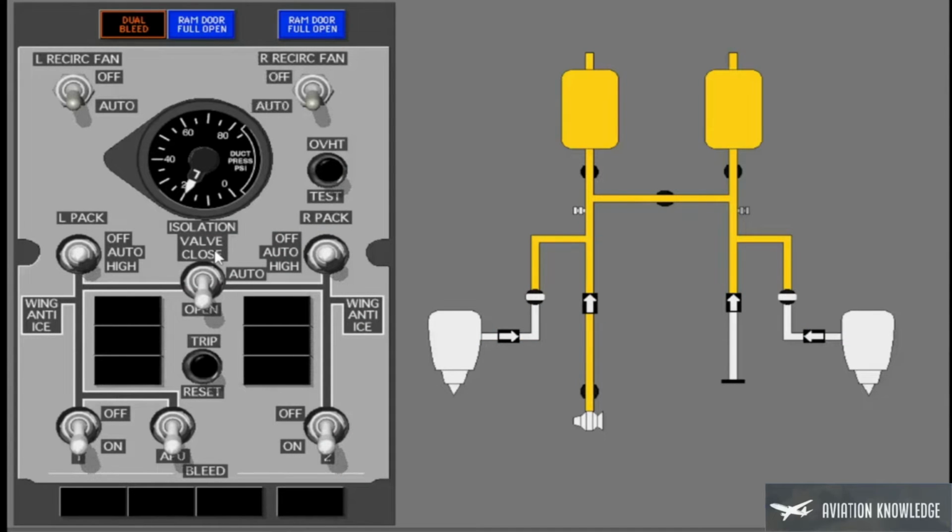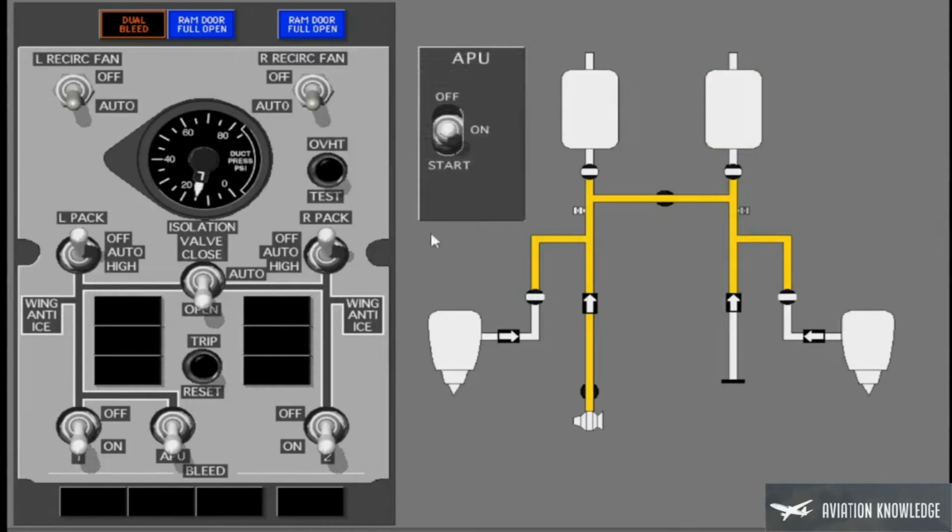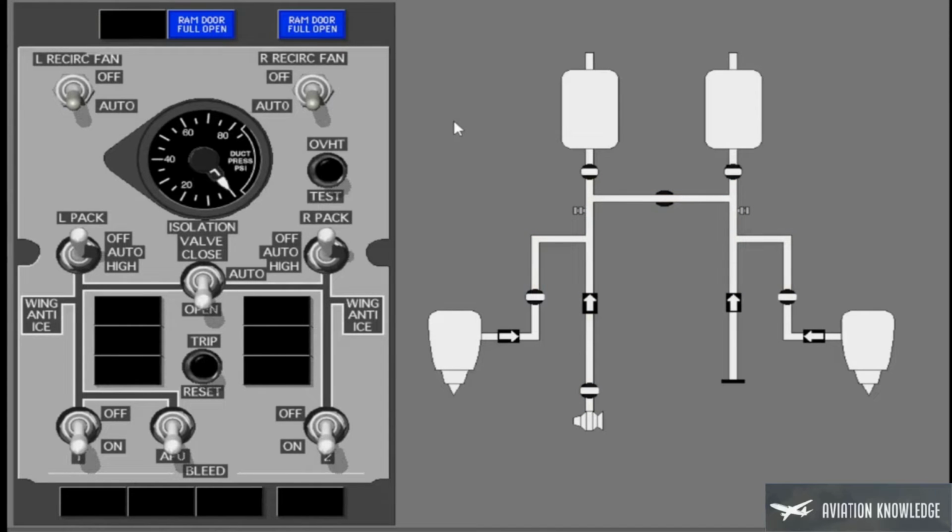To shut down the air conditioning system, turn the packs off. To fully shut down the bleed air system, turn off the APU. The APU bleed air valve closes when the APU is shut down. The bleed air system is now shut down.